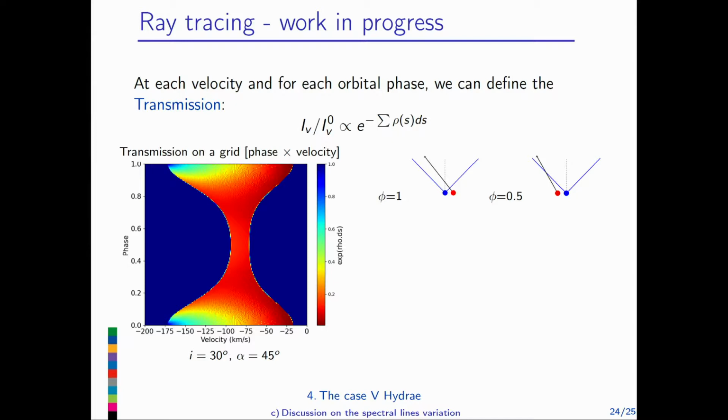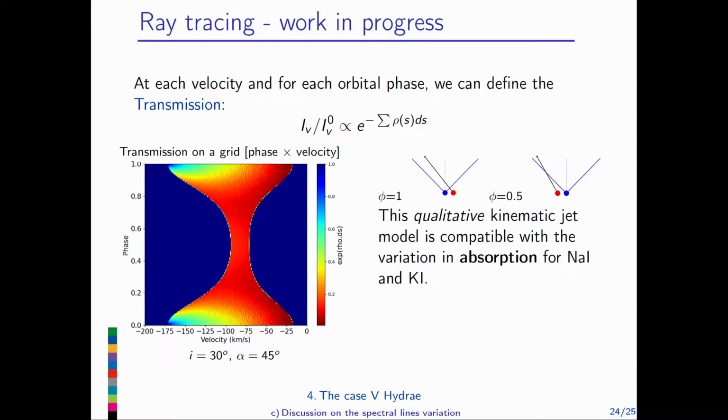So what we can conclude from this kind of shape, if you remember, is that it reproduces quite well the shape that we have found for the sodium doublet and the potassium doublet. So this kind of approach, using two simple laws of density and velocity, can give a good qualitative model of the absorption through the jet and explain the absorption pattern that we found in the lines of potassium and sodium.